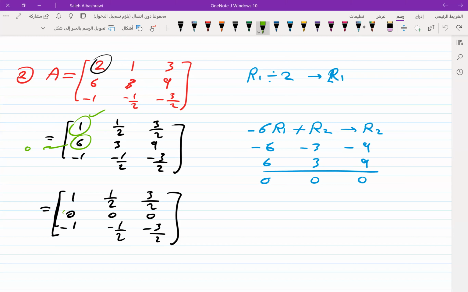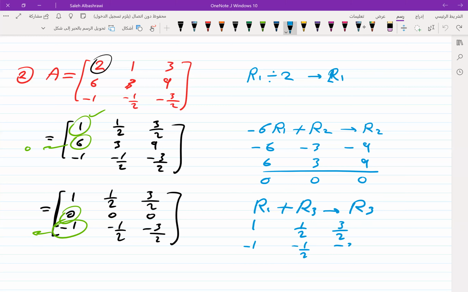And so we are done with this element 0. So we have to move to the next one. The next one is minus 1. I need this to be 0. So because I have 1 there with minus 1, I'm going to add R1 with R3 and put it in R3. R1 is given by 1, 1/2, and 3 over 2. R3 is minus 1, minus 1/2, minus 3 over 2. We add them, I will get 0, 0, and 0.